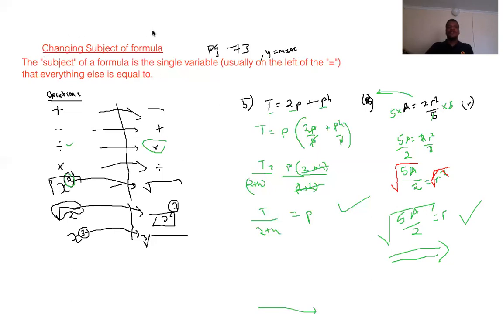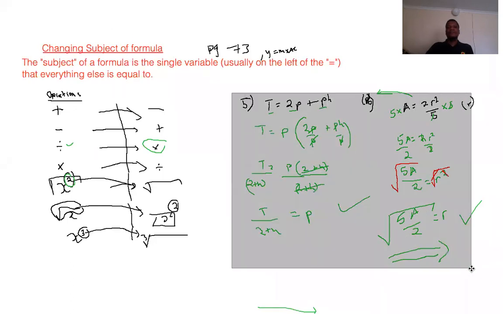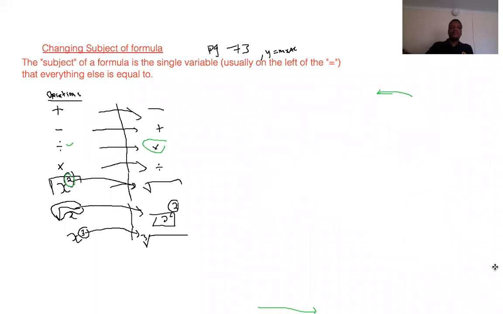The last example of the day. We have this one, number 7. G is equal to the square root of h plus i. So we want to make h the subject of the formula.